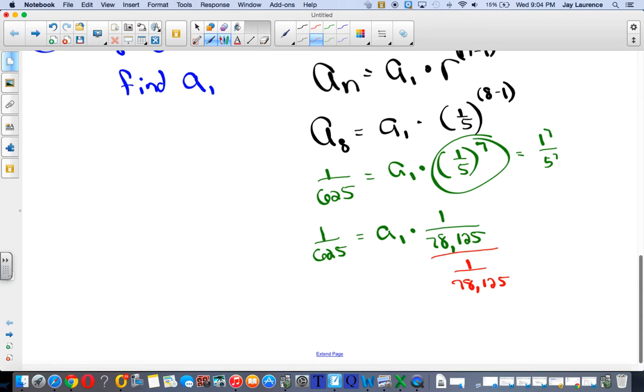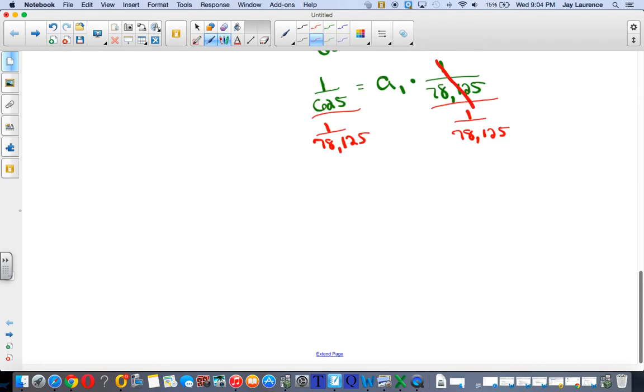And dividing by a fraction is the same as multiplying by its reciprocal. So this is going to cancel out. I'm going to rewrite this. I'm going to have a sub 1 over here. And I'm going to write this as a multiplication problem. I'm going to take 1 over 625, and I'm going to multiply by the reciprocal, which would be 78,125 over 1.